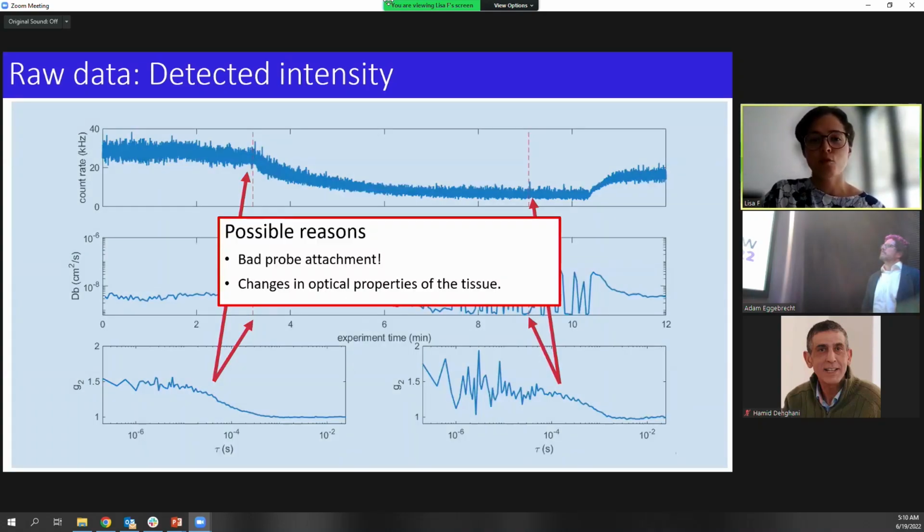Possible reasons for why you can see this kind of decrease in your intensity might again be that you have attached your probe badly. Depending on the protocol, you might also be introducing large changes in the optical properties of the tissue. So these things could happen.